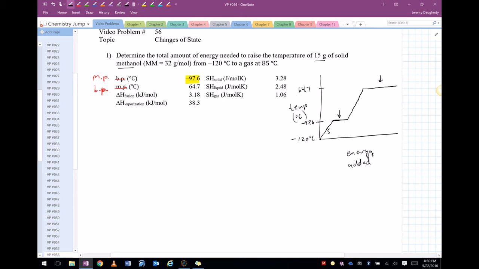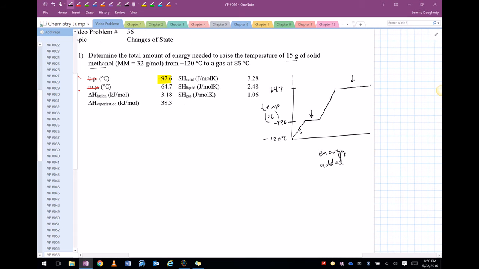And then at that point, we are going up to a final temperature of 85 degrees Celsius. So that's going to be as a gas. So we have a solid there, a liquid here, a gas there. Anywhere it's a plateau, we have equilibrium between the solid and the liquid. So in other words, here the solid and the liquid exist, and at this point the liquid and the gas exist.